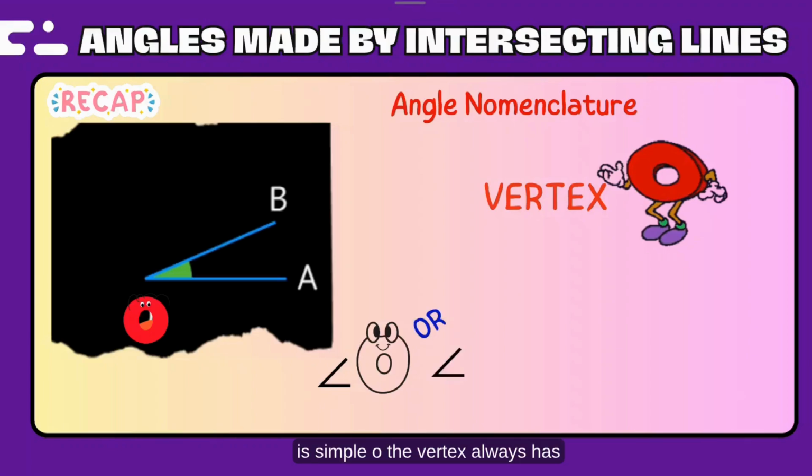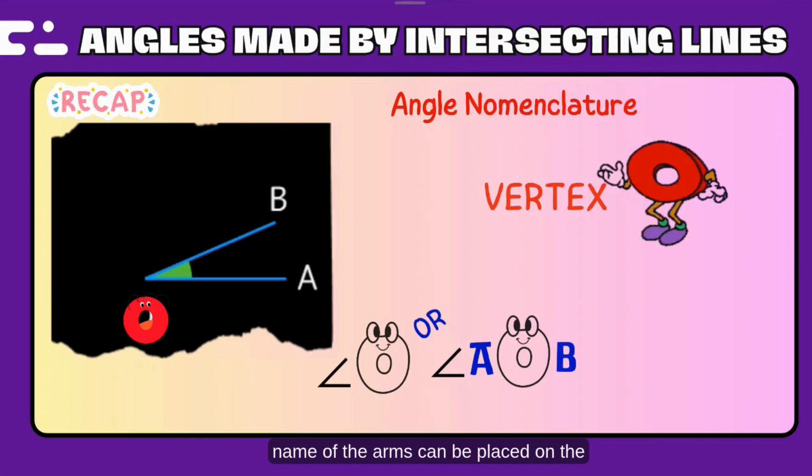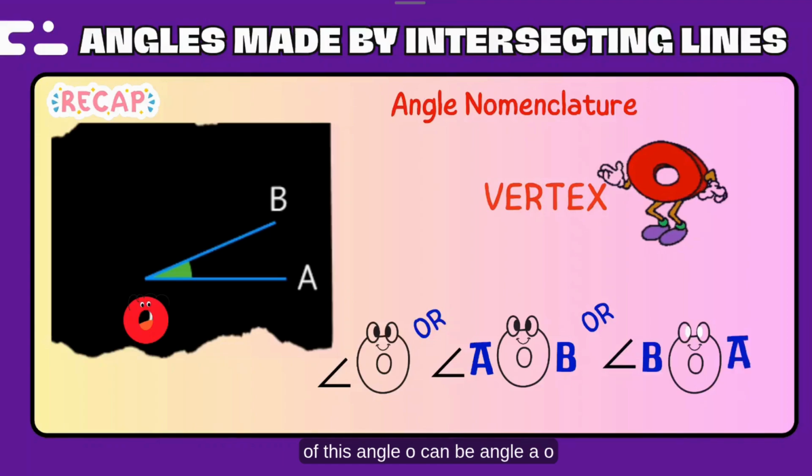It is simple. O, the vertex, always has to be placed in the center or the middle, and the name of the arms can be placed on either side in any order. So the name of this angle O can be angle AOB or angle BOA. All three work perfectly fine.